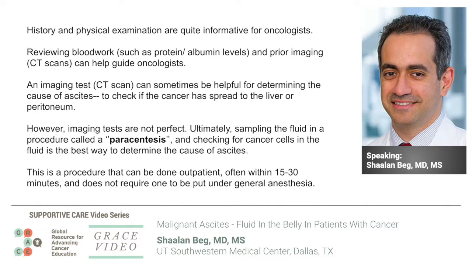Scans can tell you if the radiologist thinks that this is a malignant ascites, but it's notoriously non-specific. I think the gold standard for seeing whether ascites is coming from a malignancy is to take a sample of fluid, spin it, look at it under the microscope, and see if you see cancer cells. And if you see cancer cells, then that's malignant ascites.